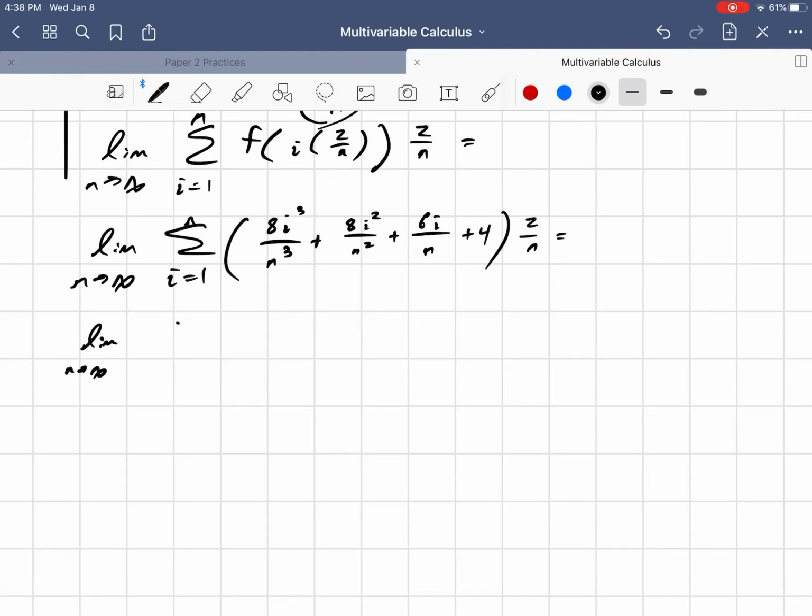Well, we get the limit as n approaches infinity of sigma i equals 1 to n of 16i cubed over n to the fourth plus 16i squared over n cubed plus 12i over n squared plus 8 over n.